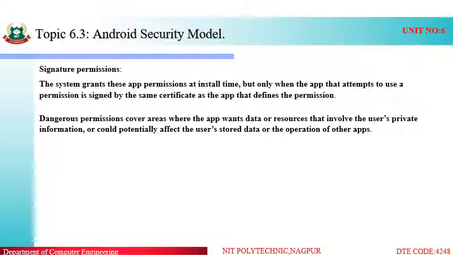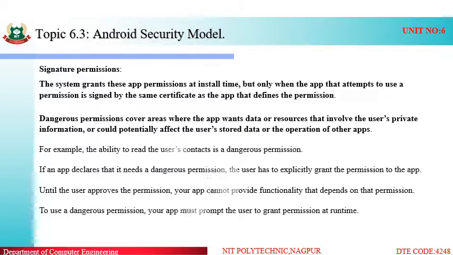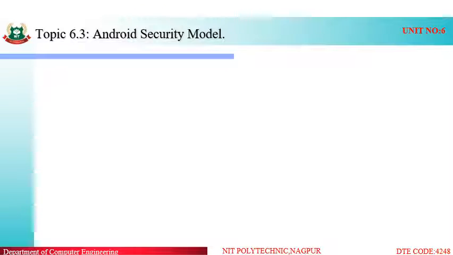So basically these three levels of protection mechanism are provided by Android Studio. For example, the ability to read the user's data, that is the same example we have considered in case of dangerous app permissions. So in case of accessing the bank account details, that type of permission is a dangerous permission.